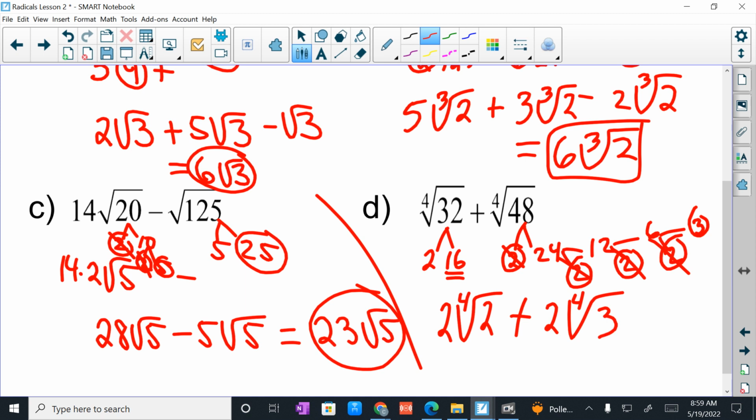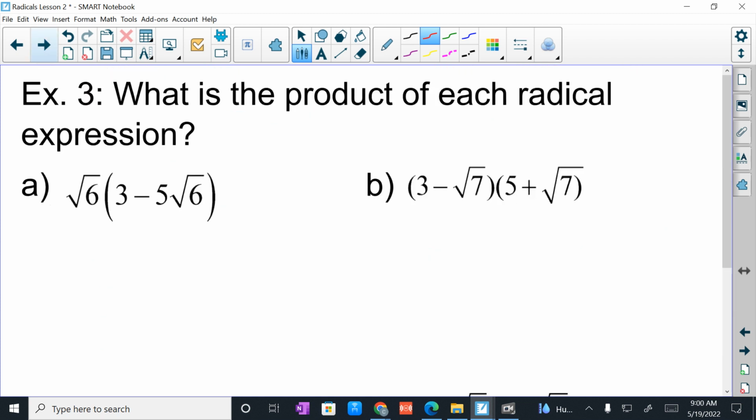Wait a second. Can I add those? No. But guess what? I simplified it, and that's spectacular. That would be my answer. I cannot go any further. Does that make sense, y'all? All right. May I continue? Let's go.